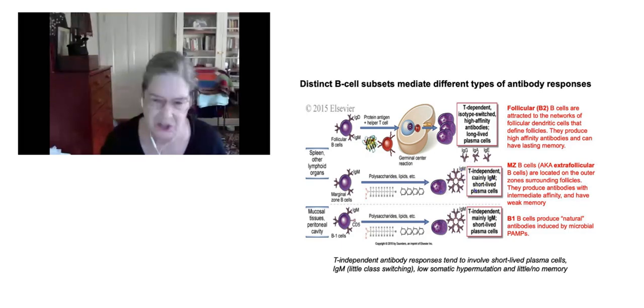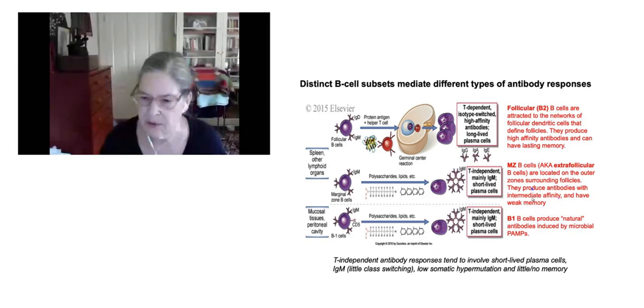They can class switch a little bit. They are usually short-lived immune responses. And they're really great. They kind of act in a more innate way. They're extrafollicular. You don't see these cells in the follicle.